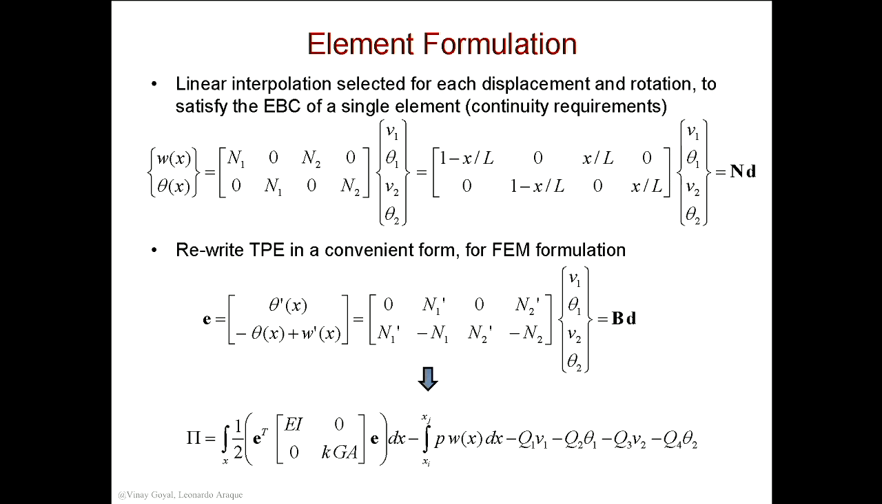Now I want to see if everybody agrees with me that theta prime in fact is N1 prime times theta 1 plus N2 prime times theta 2. Does everybody agree? Yeah, I mean, isn't theta N1 times theta 1 plus N2 times theta 2? Yeah, so then theta prime is N1 prime times theta 1, N2 prime times theta 2.